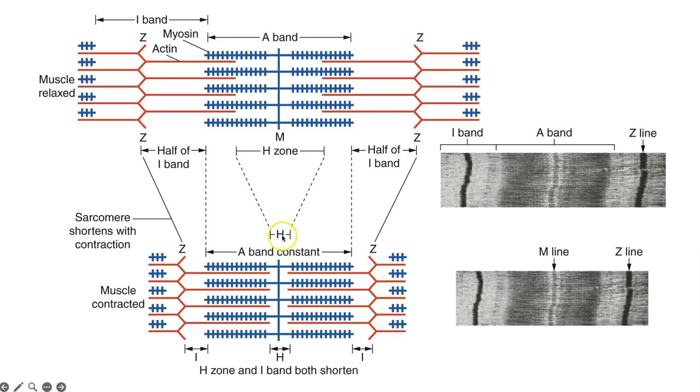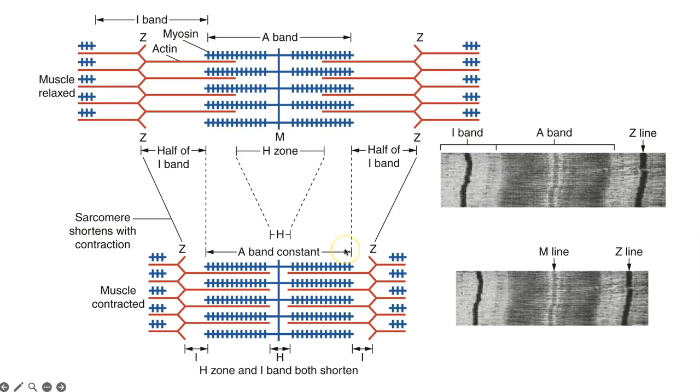That becomes much narrower or a shorter distance because the actin is sliding inwards. So when a muscle contracts, the Z lines come closer together, the H zones become shorter, and also the I band will become shorter as well, because the I band is where you just have actin by itself, and we can see here that that is shortened. So Z lines get closer together, H zone and I band shorten.